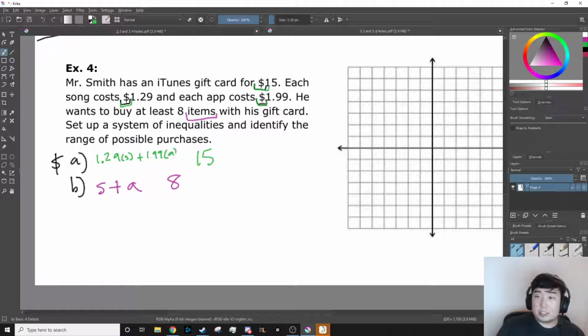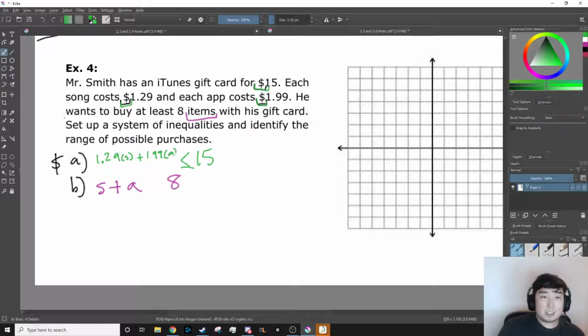So doesn't that mean that $15 is the maximum that you can have? So wouldn't the inequality be facing towards the 15? And I can put it equal to, because if your price is exactly $15, you have enough. You're allowed to use all of your $15. You don't have to stop at $14.99.